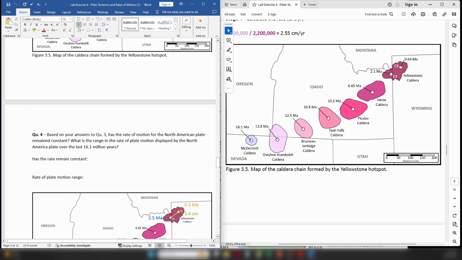In terms of the range, you also need to give that. So obviously your range is going to be what was the slowest rate, what was the fastest rate. So that's your range, slowest and fastest values.